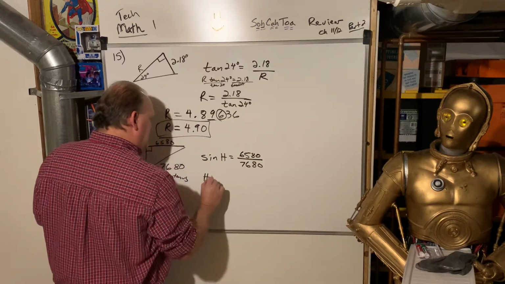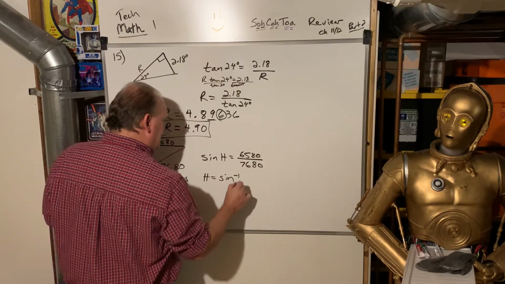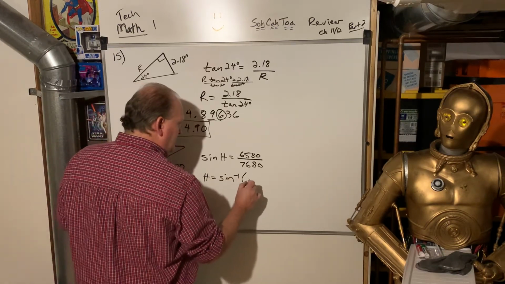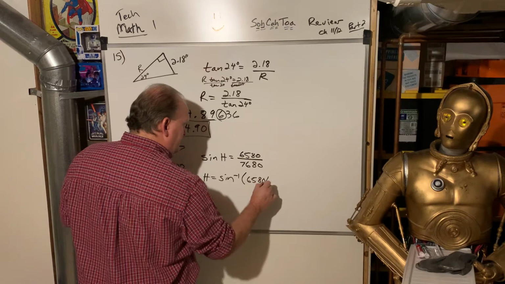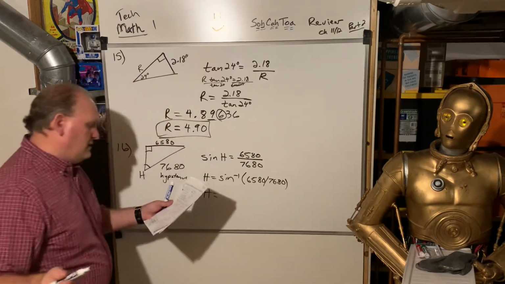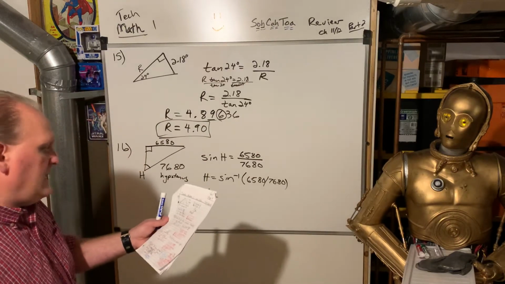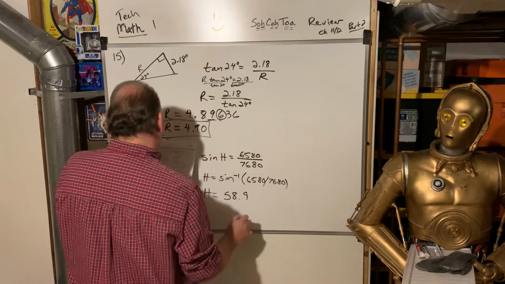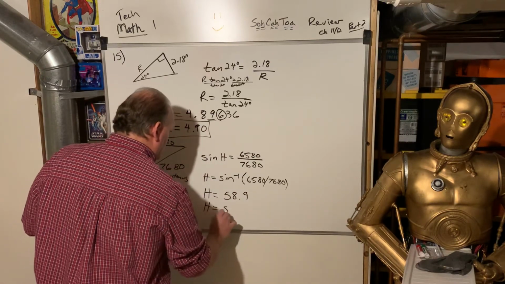And so that means h is equal to the arc sine, second and then sine, and it'll be a -1 on it. 6580 divided by 7680. And then you hit enter and it'll kick out 58.9. And they want it to the nearest degree, 59 degrees.